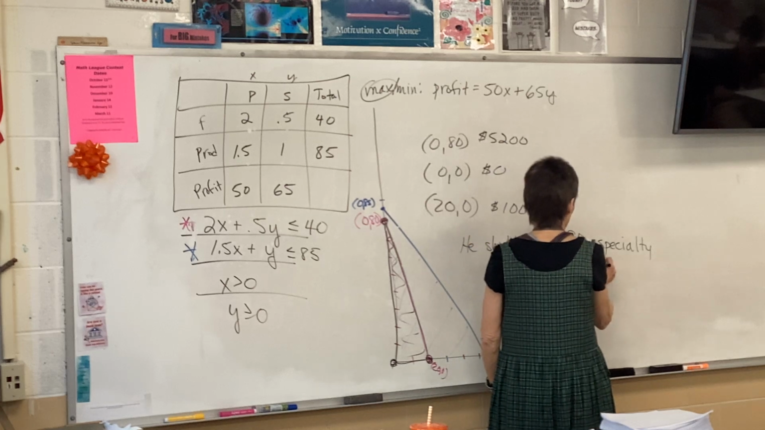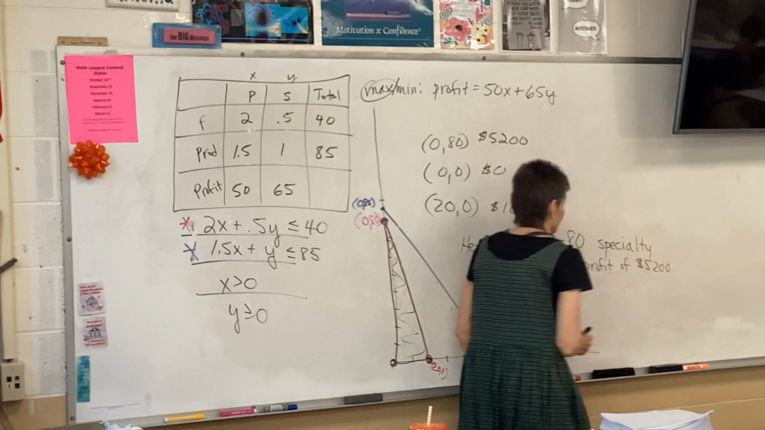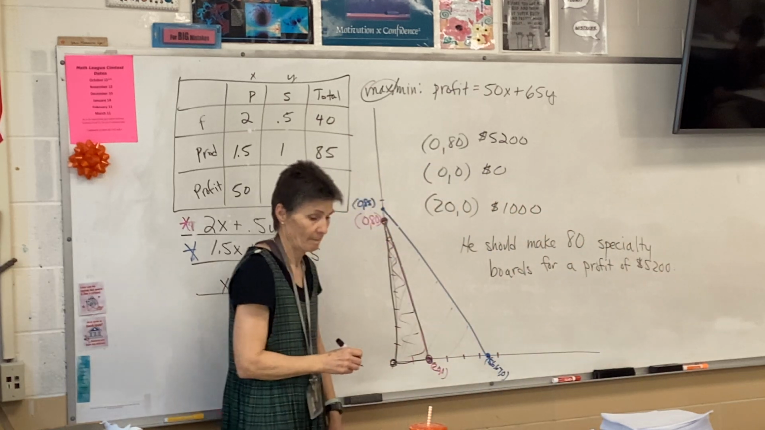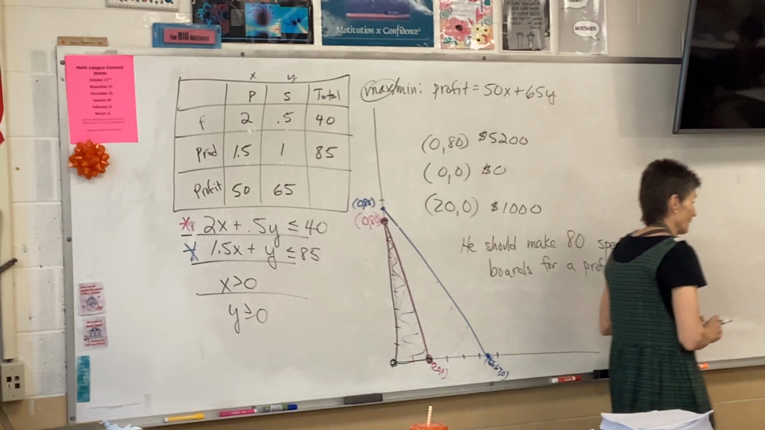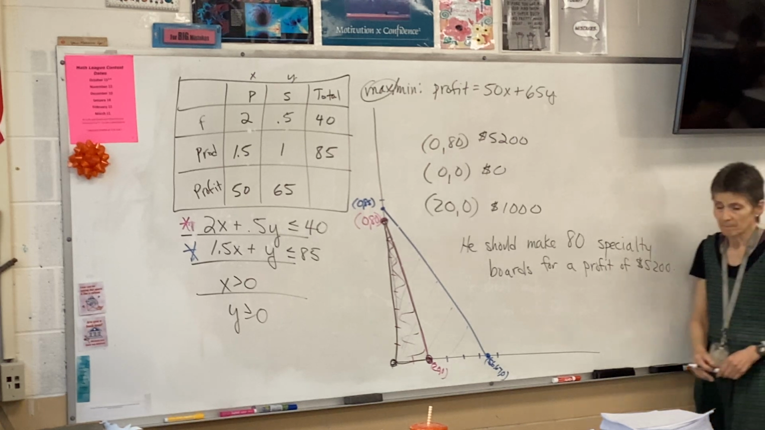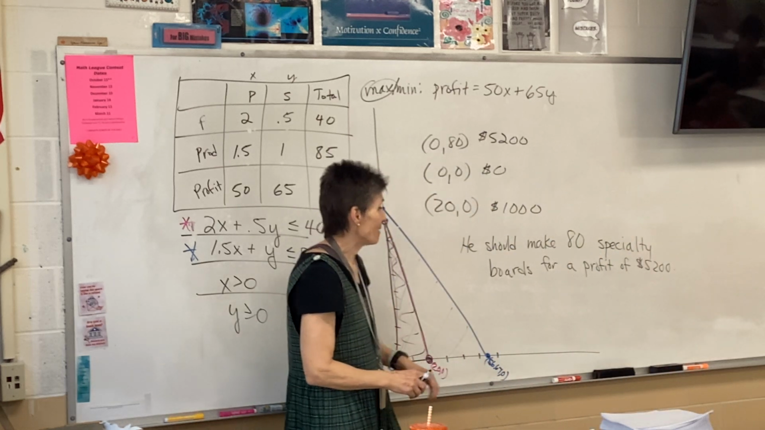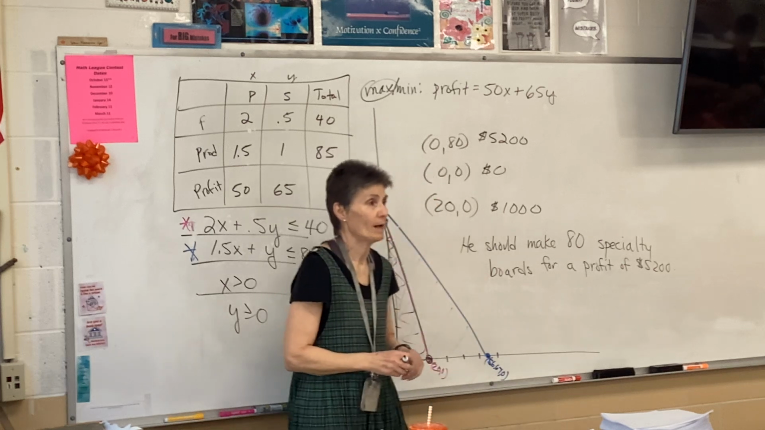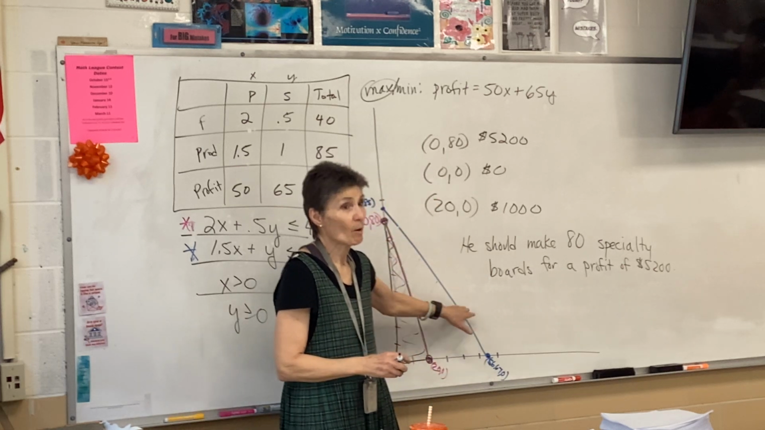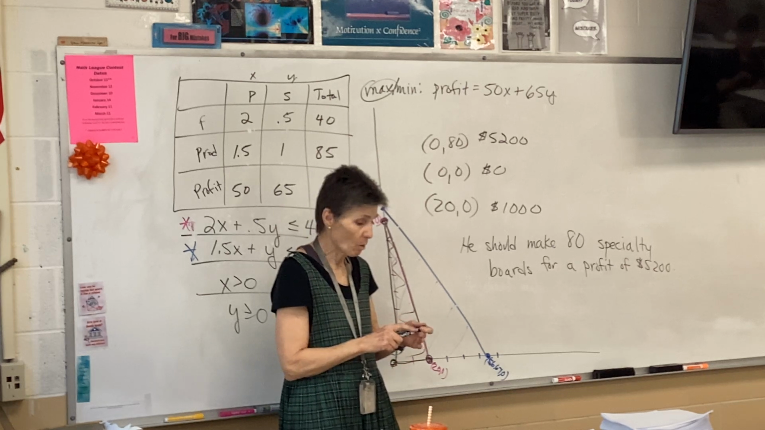For a profit of $5,200. This is another situation where the math is the math, but can you think of a potential drawback to making only one kind of product? That's going to be most profitable for him, at least initially, but what might happen if you only make one kind?